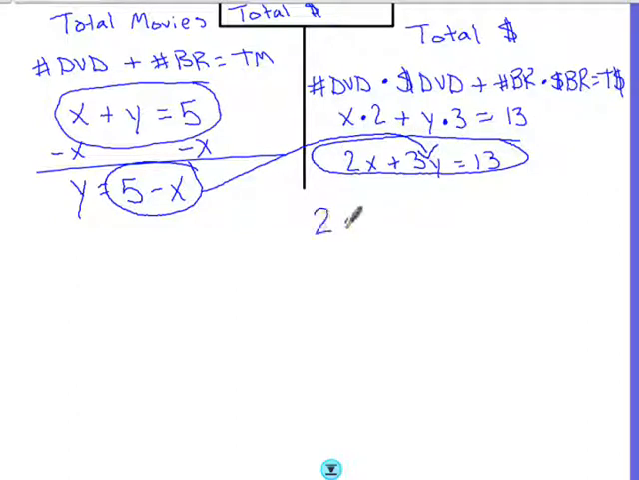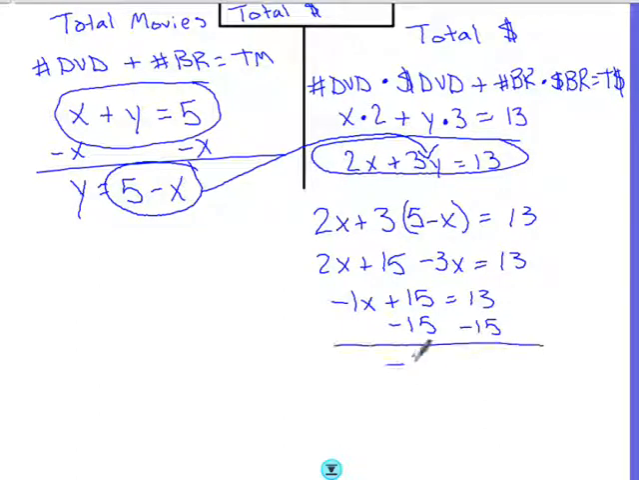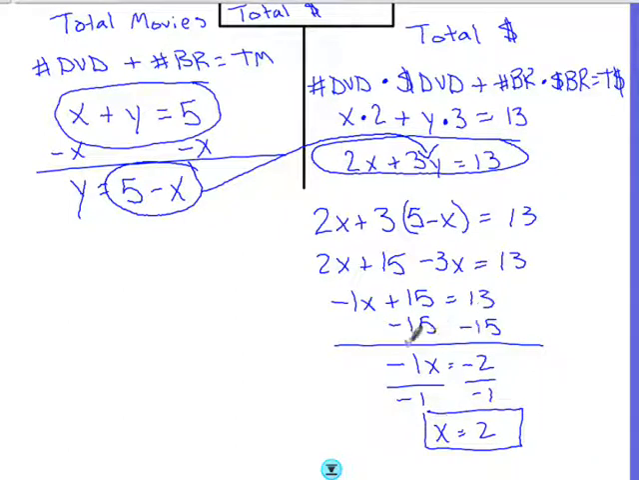So now I have 2 times x plus 3 times 5 minus x equals 13. And then I'm going to solve this equation for x. Alright, combine my like terms, so I have negative 1x plus 15. Subtract 15 from both sides. Negative 1x equals negative 2. Divide by negative 1. X equals 2. So I have 2 for x.